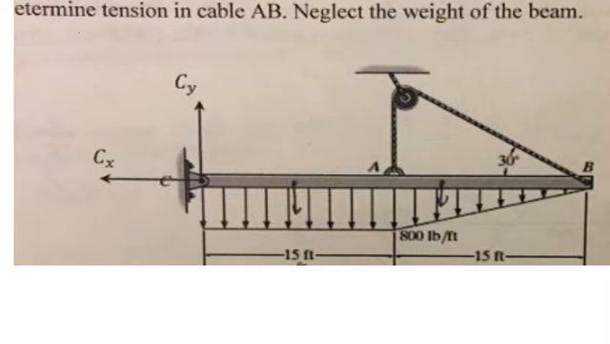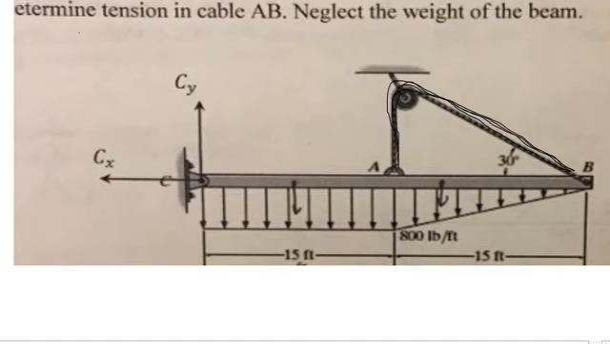Hello everyone, today we'll be going over this problem shown below, and this problem asks us to determine the tension in cable AB, and we can neglect the weight of the beam. So cable AB is shown here. Notice it is the same cable connected to the beam at both ends, and at both ends this cable is under the same tension. We'll call that T. So T is what we're looking for.